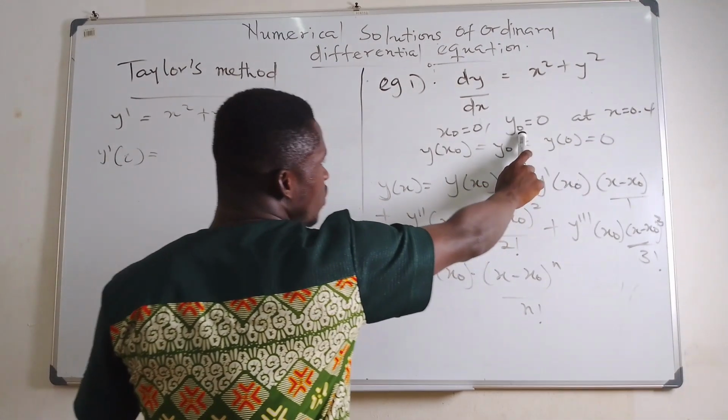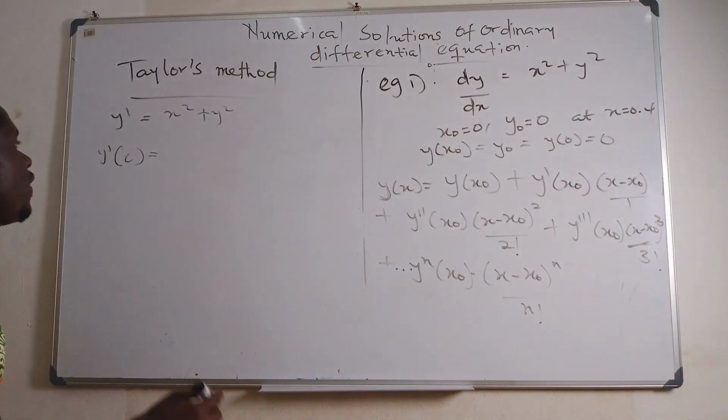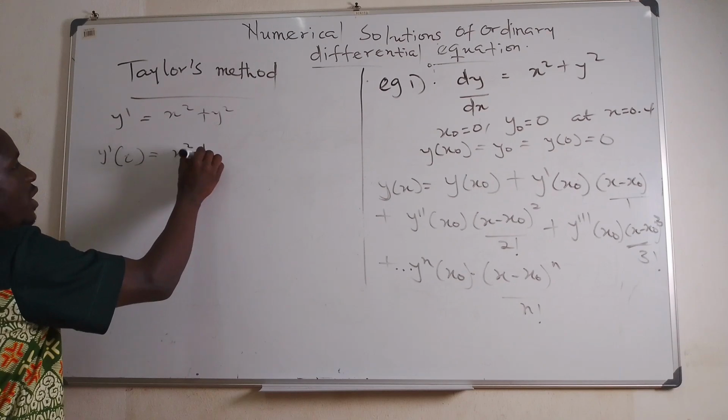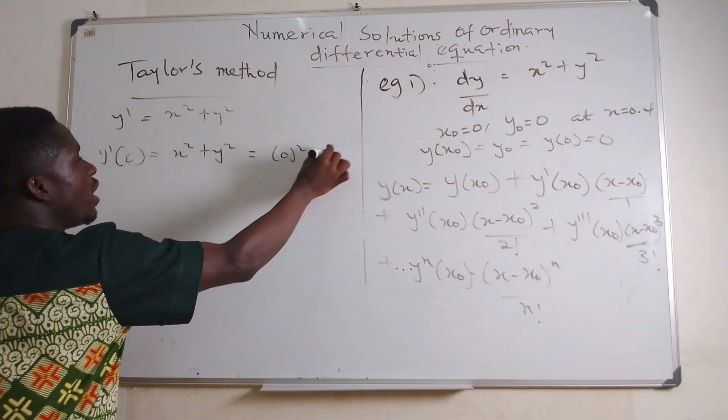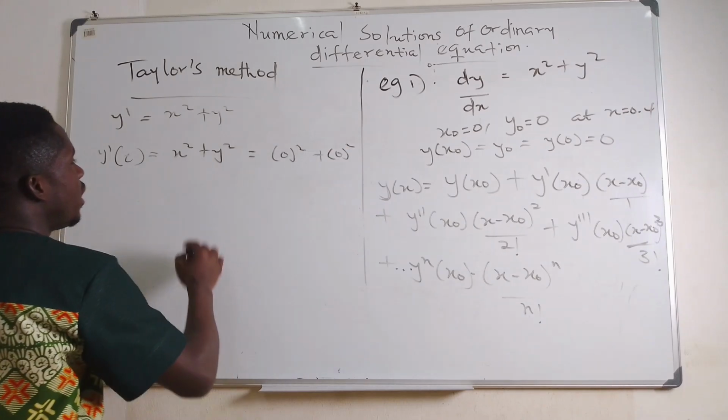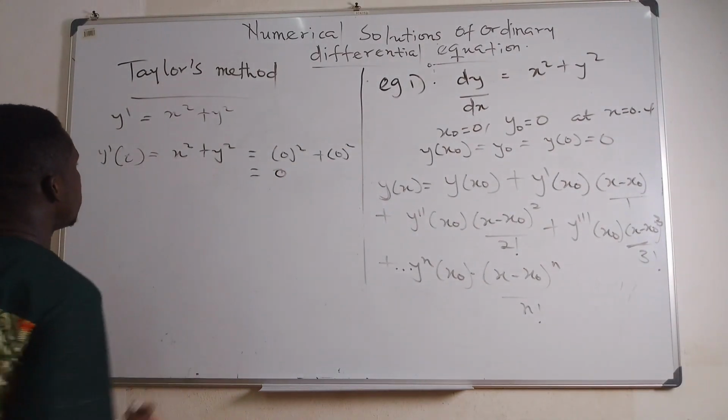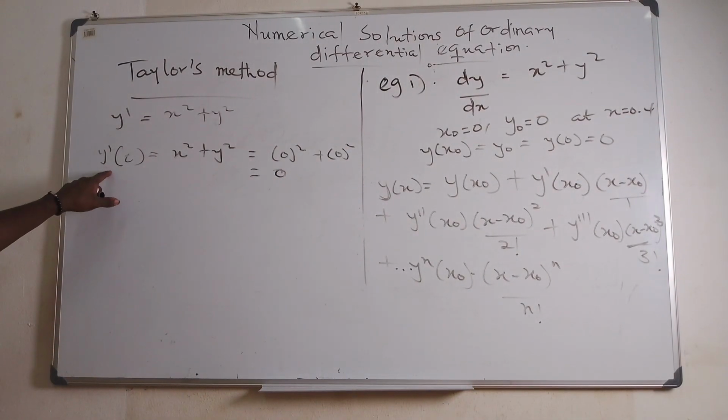y equals 0, that is y naught equals 0. So we're having x squared plus y squared, which is equal to 0 squared plus 0 squared, and our result is 0. So this is simply for y prime of 0.